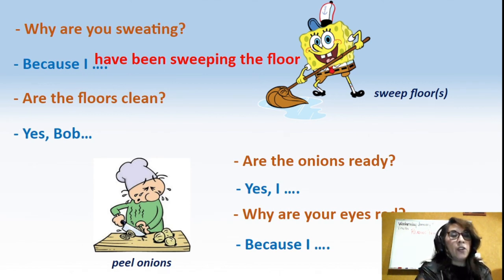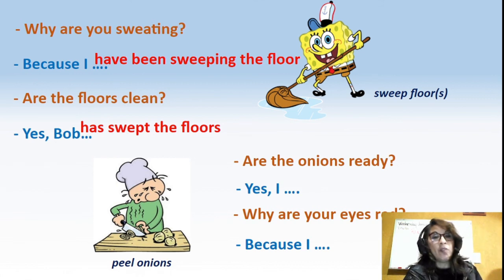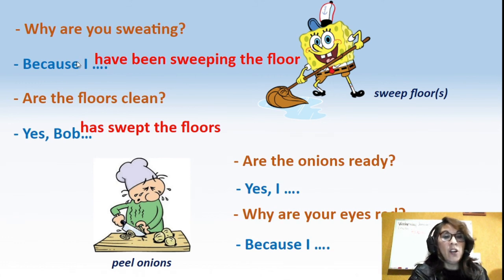Is the floor clean? What is the result? Is the floor clean? Check. Yes, Bob. Try to think of the answer. I have swept the floor. Ha barrido el piso. So that is the result. Check the other picture.